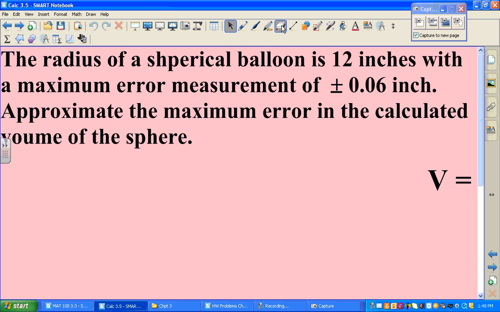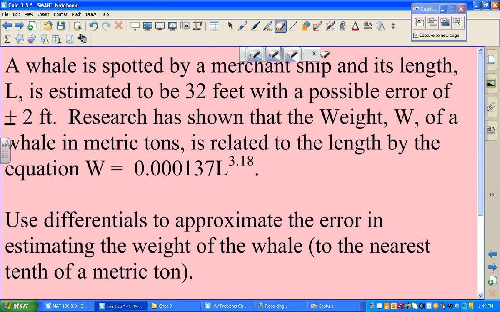Yeah, this is, I was talking to somebody, I got a little bit ahead of myself in the lesson. This is the change in R. So this is the dr, or also the delta R. Okay, this is R. Trying to find dV over V, the maximum error in the calculated volume. So now we're going to go on.